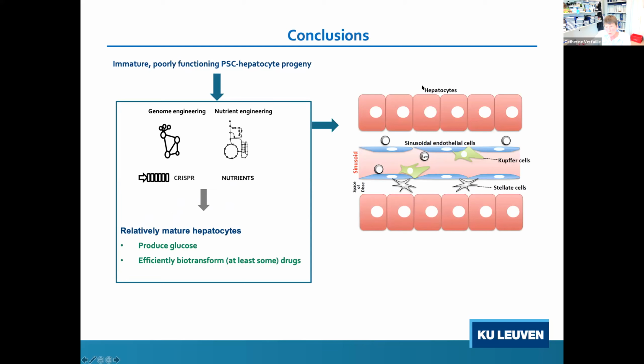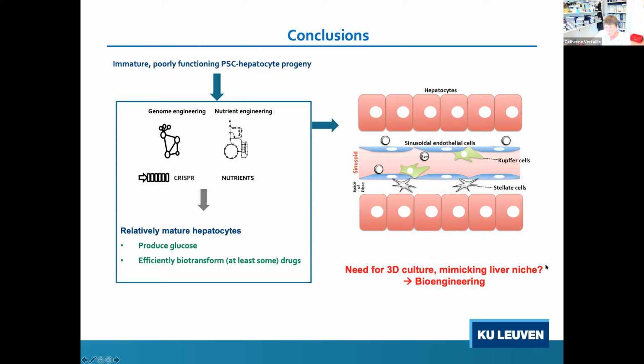So the next question was, what if we try to co-culture these cells with the other cells present in the liver sinusoidal niche? Everybody now knows that 3D culture better mimics the organ in vivo.